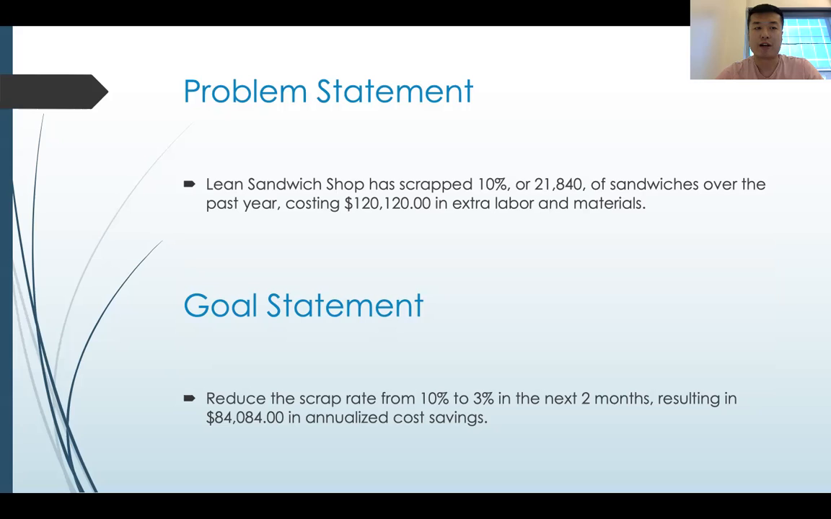From this background, we can define the problem. Lean Sandwich Shop has scrapped 10%, or about 22,000, of sandwiches over the past year, costing about $127 in actual labor and materials. So the goal statement will be to reduce the scrap rate from 10% to 3% in the next 2 months, resulting in about $84,000 in annualized cost savings.